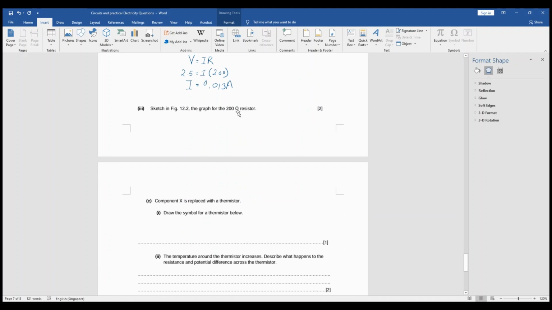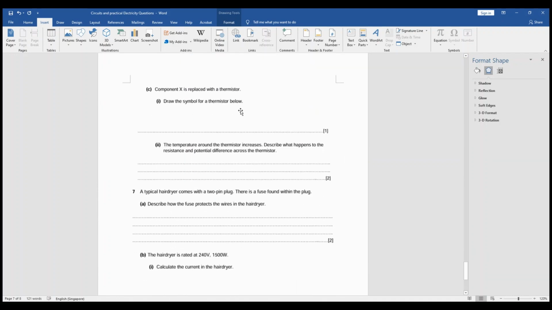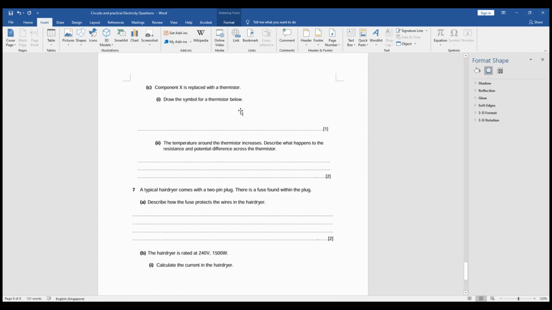Okay, next question. Part C. Draw the symbol for thermistor. Okay, as you have learned, thermistor is actually a resistor that responds to temperature. So you have this part that is flat and then it goes up. The temperature around the thermistor increases. Describe what happens to the resistance and potential difference across the thermistor.